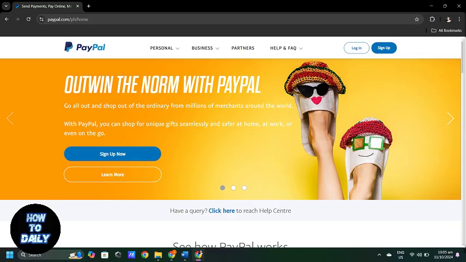Follow the instructions to log into PayPal and authorize the connection with your Stan store. Ensure all the information is correct and confirm the integration.